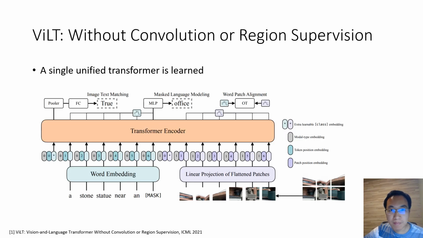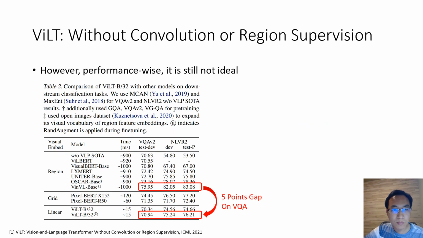So here's the main model architecture. As can be seen, it is very similar to ViT. Actually, the model weights are also initialized from ViT pre-trained on ImageNet classification. So basically, you send both word tokens and image patches into the model, and through an elegant single unified transformer, you make your prediction for the downstream task. As for pre-training, following the pre-training tasks in previous VLP models, they have designed image text matching, masked language modeling, and word patch alignment. However, performance-wise, it is still not ideal.